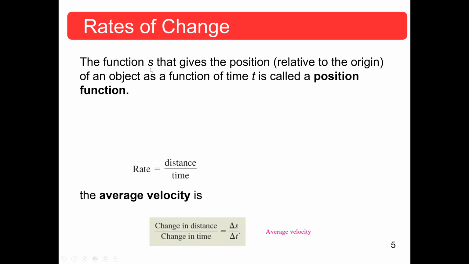A function s that gives the position relative to the origin of an object as a function of time t is called, again, a position function. For example, we know rate is equal to distance divided by time. So the average velocity is change in distance over change in time.